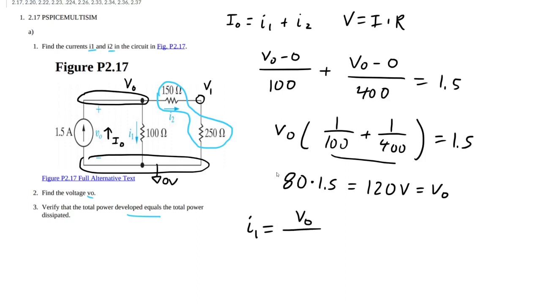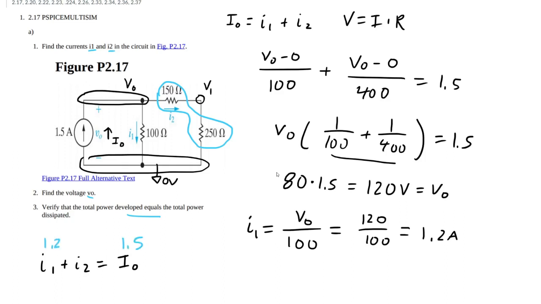So anyway, to find I1, we're going to do V equals I times R. So we're going to have our V, 120, divided by 100, which equals 1.2 amps. And since we know that I1 plus I2 equals I0, which is 1.5, and we have 1.2, that means I2 must be 0.3 amps, or 300 milliamps.